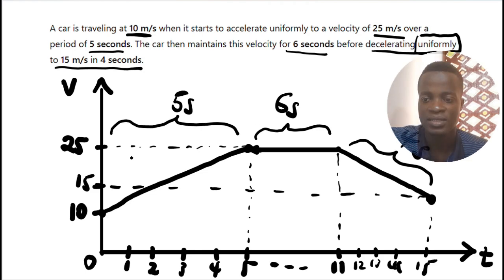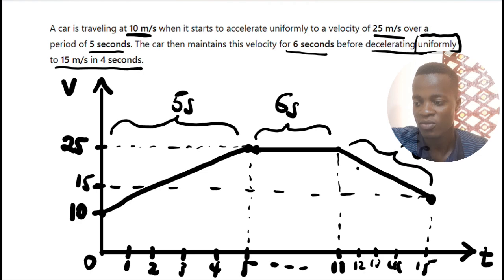This deceleration, they didn't say it decelerated to rest or came to a stop. If they say it came to a stop, then we'll draw it until it meets the t axis. But because it's not to a stop, but to a particular different velocity, we specify it and label it. This is the graph of this particular motion.